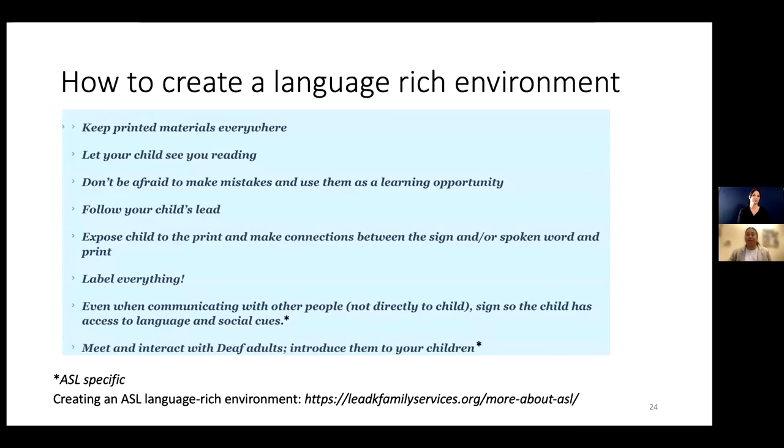Here are a few tips for creating a language-rich environment for your child. So as I mentioned earlier, early access to a language-rich environment is so important to developing language. And again, it doesn't matter whether that early language access is via ASL, spoken language, or both. So a language-rich environment looks like surrounding your child with role models that are fluent in spoken language or ASL, if you're choosing to go the ASL route. It looks like constantly talking and signing with your child, even if they're too young to respond to you, still engage with them, still sign with them, still talk to them.